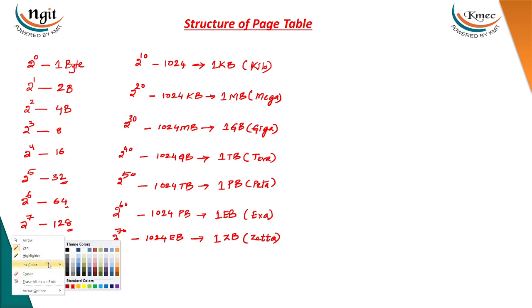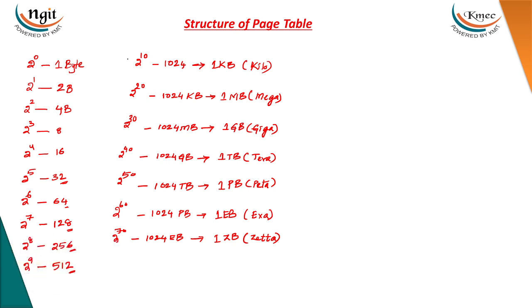2 to the power of 10 is called 1 KB. That means 1024 bytes is called 1 KB, that is 1 kilobyte. Then what is meant by 2 to the power of 20? It is 1 KB into 1 KB, that is 2 to the power of 10 into 2 to the power of 10. Since the bases are equal, the powers should be added, so it will be 10 plus 10, 20. So it is called 1 megabyte.